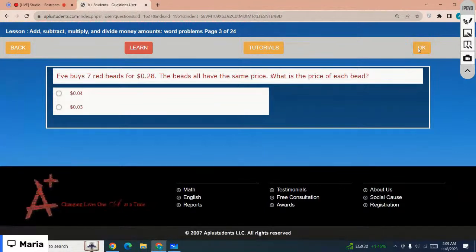Eve buys 7 red beads for $0.28. The beads all have the same price. What is the price of each bead? You need to calculate the price of one bead. So which is the price of the one bead?